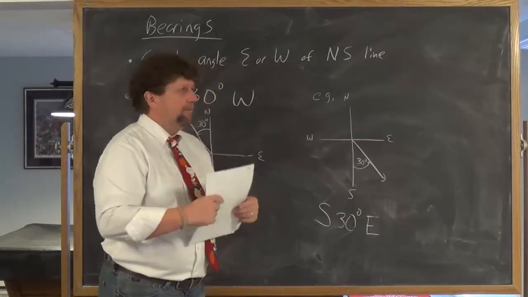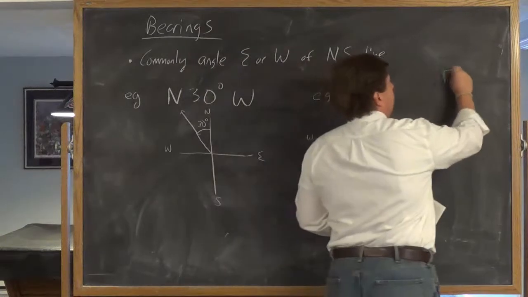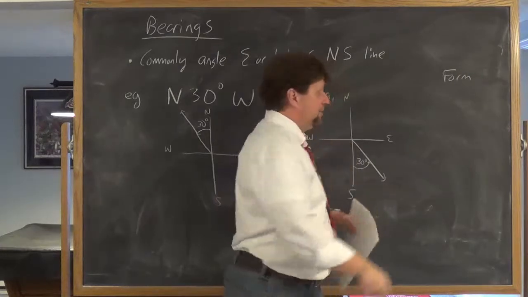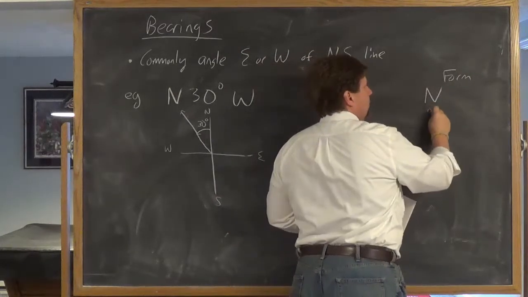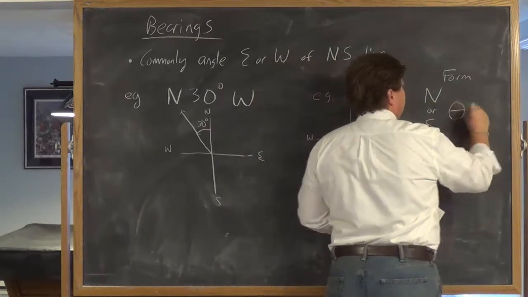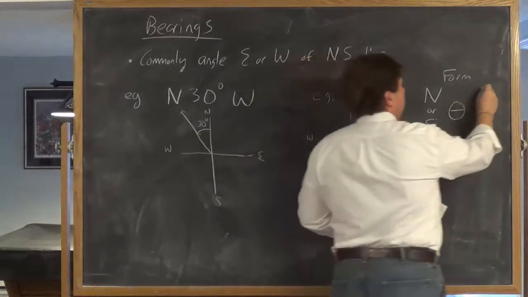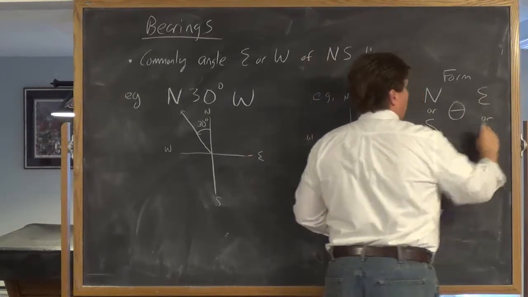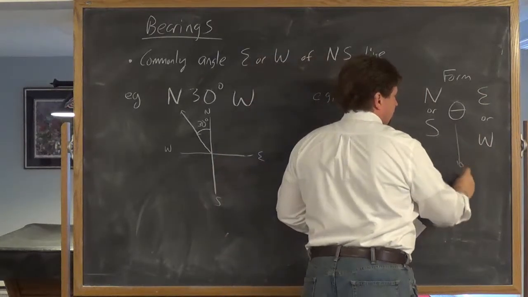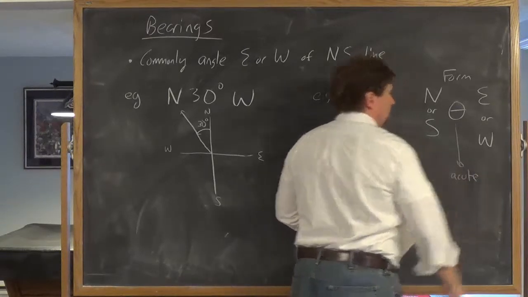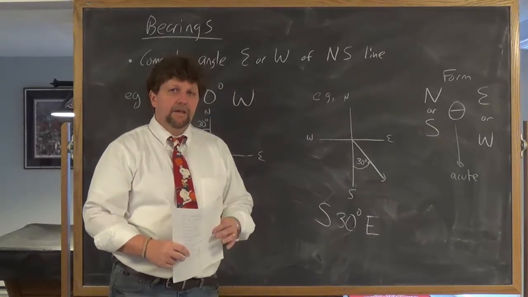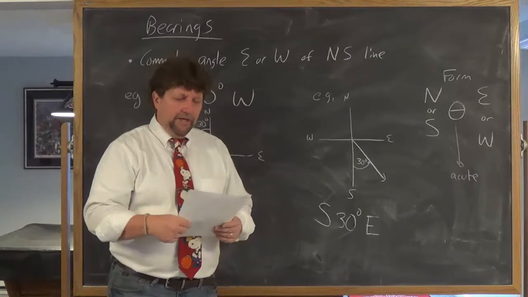So to recap, the general form that you are going to be seeing for these bearing applications is you're going to see a north or a south, and then you're going to be given an angle theta, and then you're going to see an east or a west. And in this form, this angle theta will always be an acute angle. It will always be between 0 and 90 degrees. Think about why.